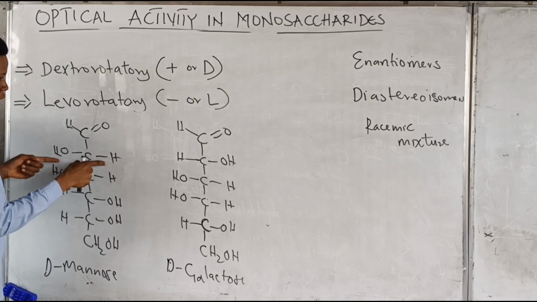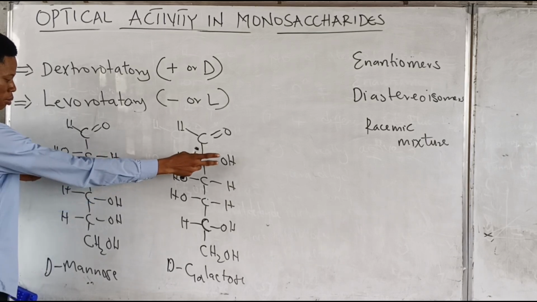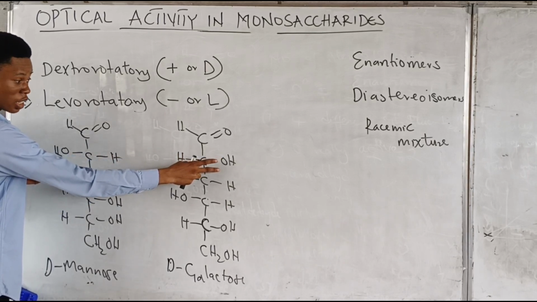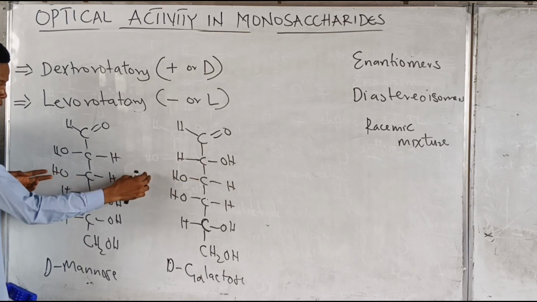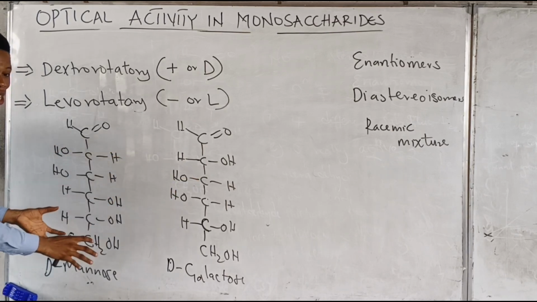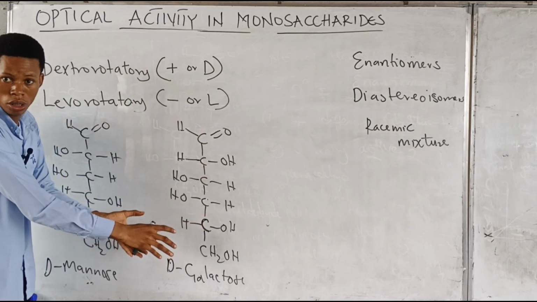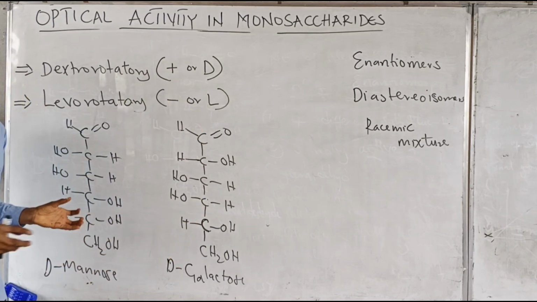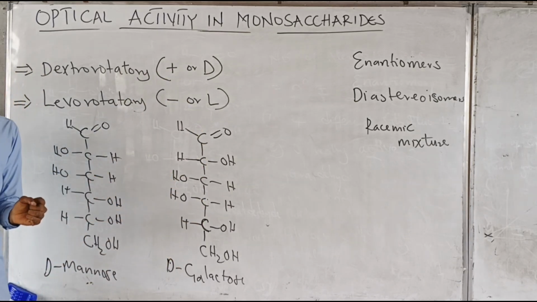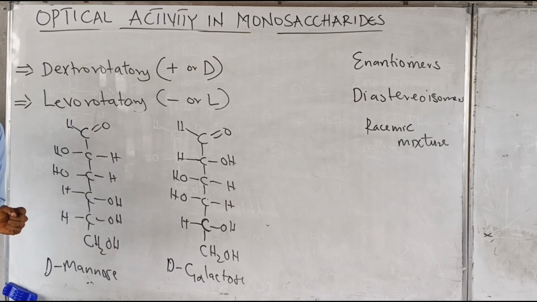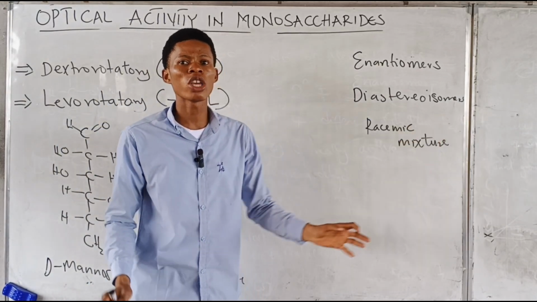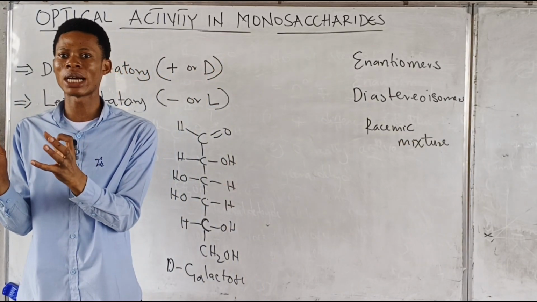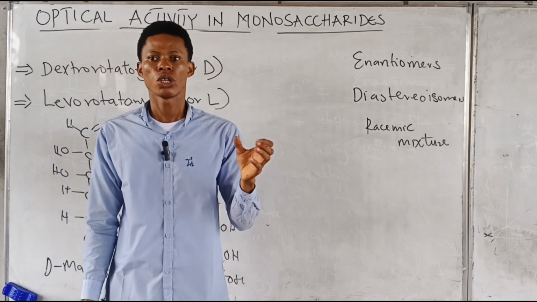If you look at this carbon here, this first one and this second one, is it a mirror image? It is on the same side, right? So you see, this compound is not a mirror image of this compound. Do we get? Now, when you have a mixture of two optically active compounds that are not mirror images of themselves, you call that what? Diastereoisomers. But if the mixture of the stereoisomers are mirror images, you call that what?